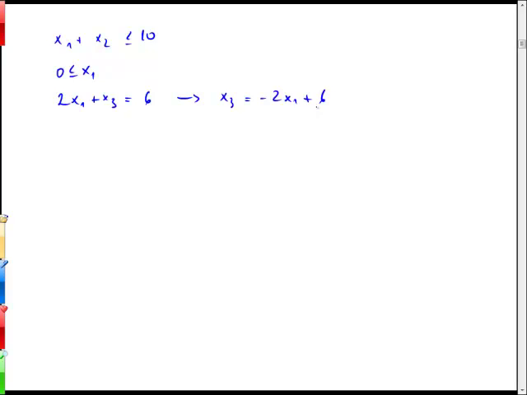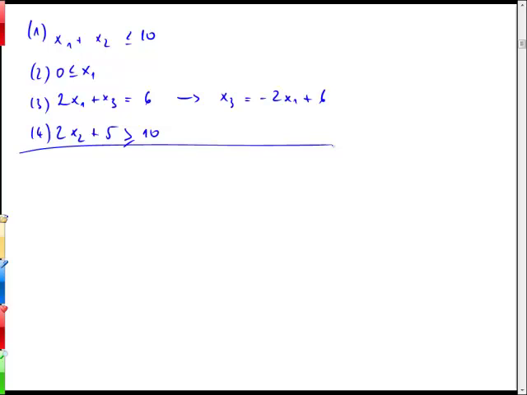Okay, we take some more. For example, we can state that 2x2 plus 5 is larger or equal 10. Okay, we have only 4 constraints. How to check? With the Fourier-Motzkin variable elimination.